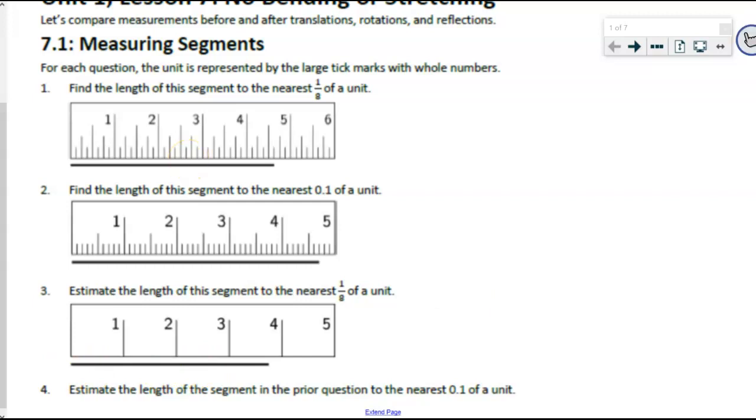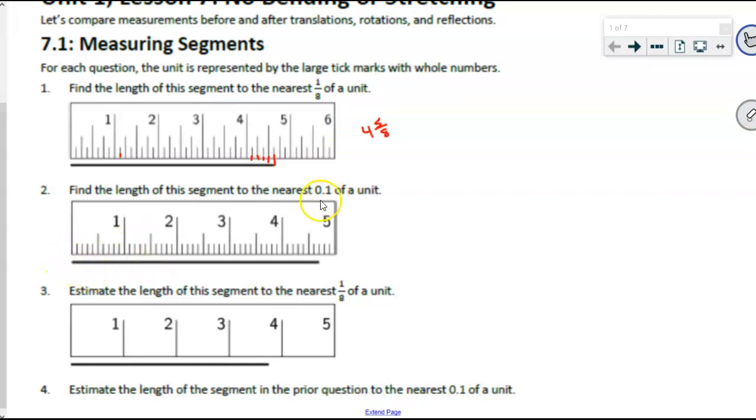Okay, so as we're finding the length of these segments, this is to the nearest 1/8 of a unit. So we can see that each one of these inches is broken up into 1, 2, 3, 4, 5, 6, 7, 8 pieces. So each one of these smaller tick marks represents 1/8 of a unit. So I can see that this is a full 1, 2, 3, 4, and then measuring to the nearest 1/8, I'm going to be counting. This is 1, 2, 3, 4, and 5 eighths. So I would call this 4 and 5/8 of a unit.